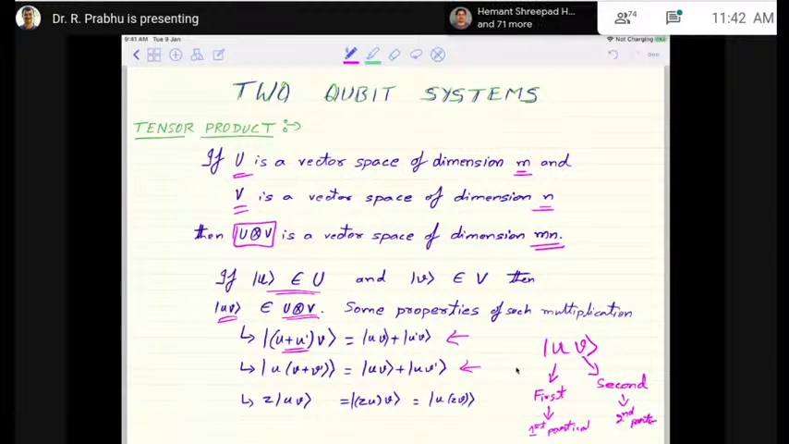Position is very important. That's why when you have u plus u prime multiplied with v, we write uv plus u prime v. Similarly, u multiplied with v plus v prime, we write uv plus uv prime. So the position is extremely important here. However, if you multiply some real value to this tensor product of u and v, it can go with any one of the vectors.